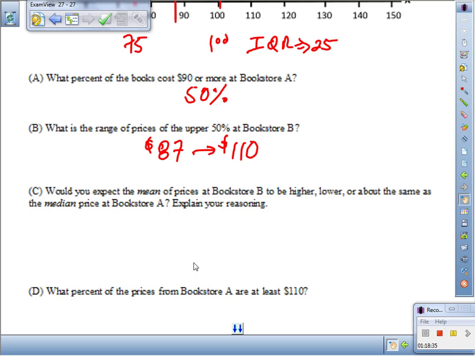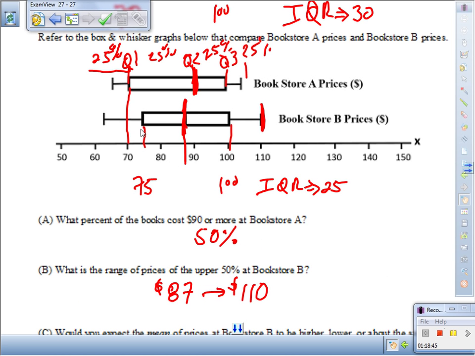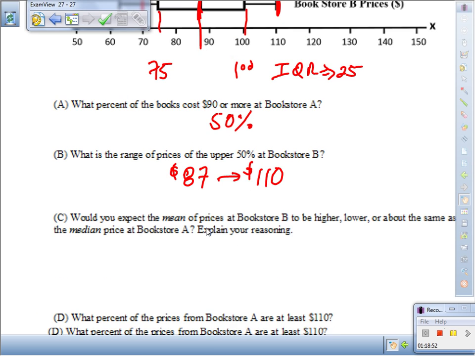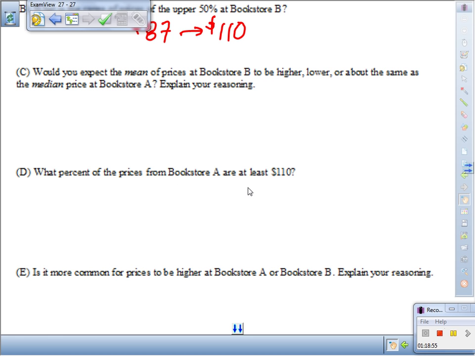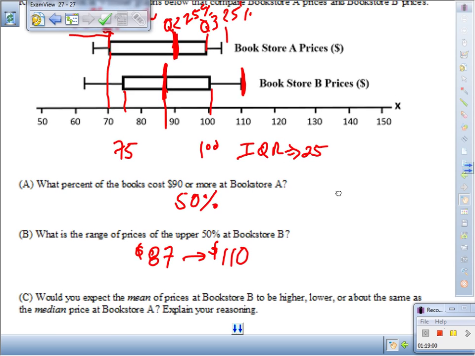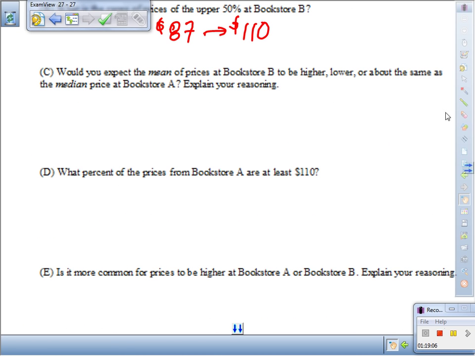You able to see that? How do you find the IQR? Once again, Q3 minus Q1 of each of those, and compare it. Next, what percent of prices of bookstore A are at least $110? Let's see. Bookstore A. Tell your neighbor what percent are $110. Look at your graph. What percent are $110?